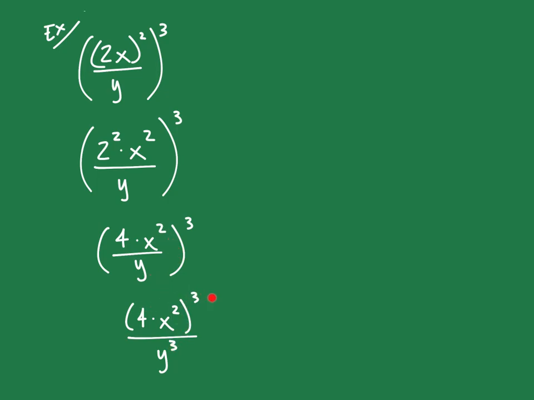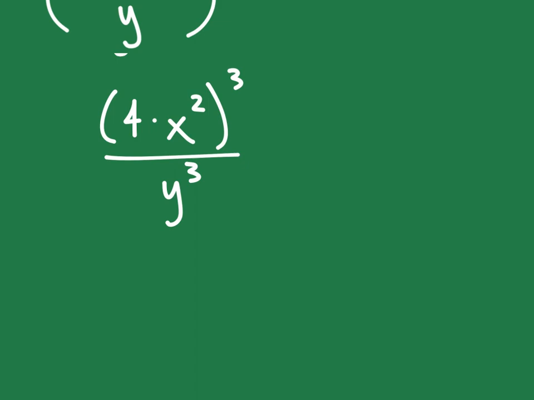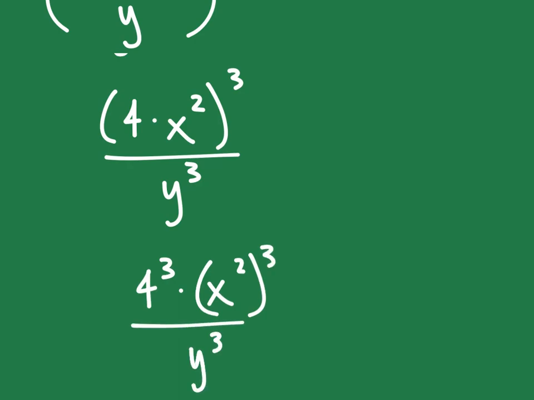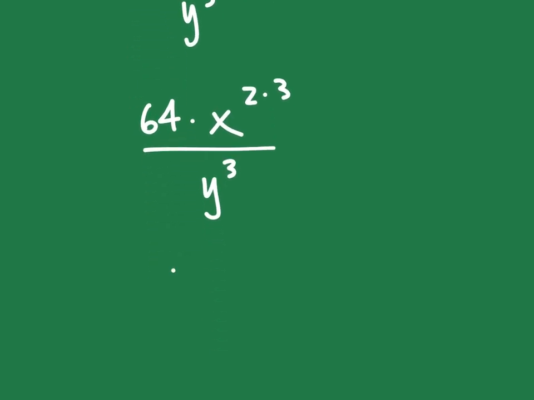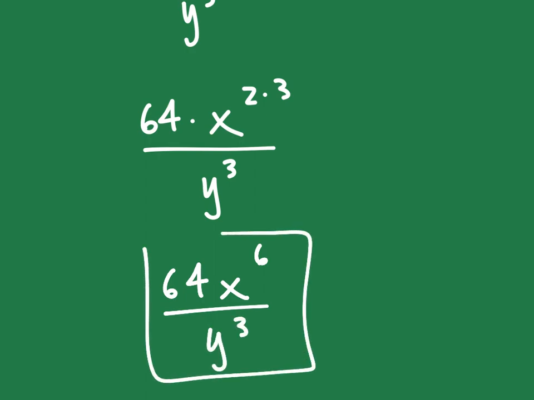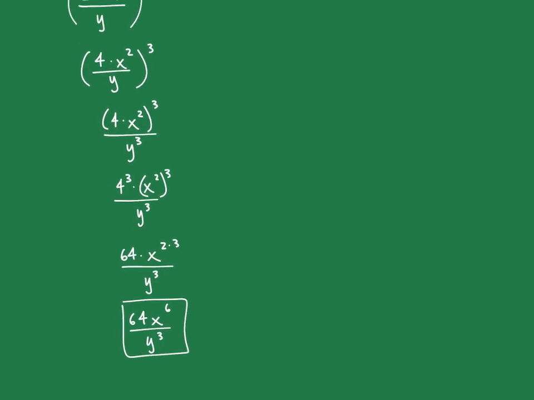Now I'm going to do power of a product again, but I'm also going to do power to a power. So at this next step, I can now take 4 to the third power times x squared, raise that to the third power over y cubed. So 4 cubed, 4 times 4 times 4, 4 times 4 is 16 times 4 again is 64, times x to the 2 times 3. When I've got a power to a power, I multiply. 2 times 3, and then that's over y cubed. So then from here, I'm going to write that as 64x to the 6th divided by y cubed. And that's the idea of using your rules together.